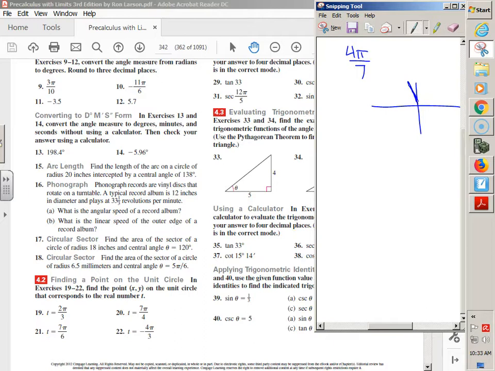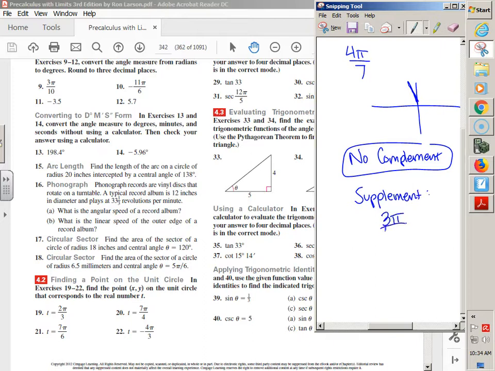Does it have to be a negative pi over 7? No, no, no. Are there ever negative complements or supplements? No. If it's past pi over 2, there's no complement. Okay, fine. What would its supplement be? 3 pi over 7. How'd you get that, Joe? Use 7 pi over 7 and subtract.